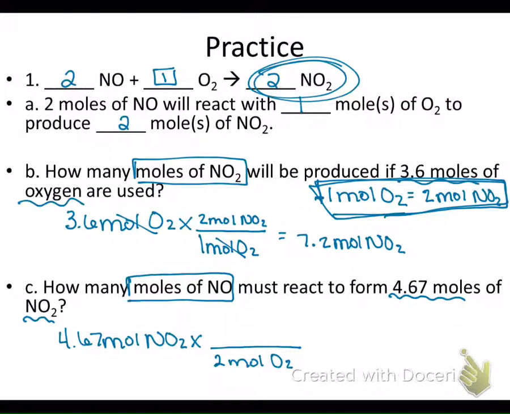The problem is asking me to solve for NO. So if I take a look at my top balanced equation, the other half of my ratio is 2 moles of NO. And I made a mistake here, and I just wrote out O2. It should be NO2. So let me erase that and change it over.